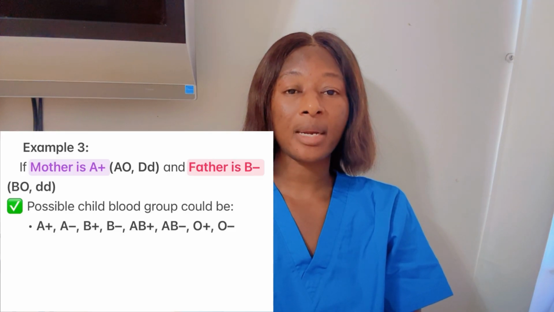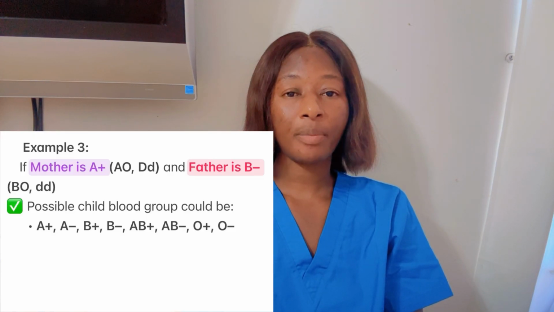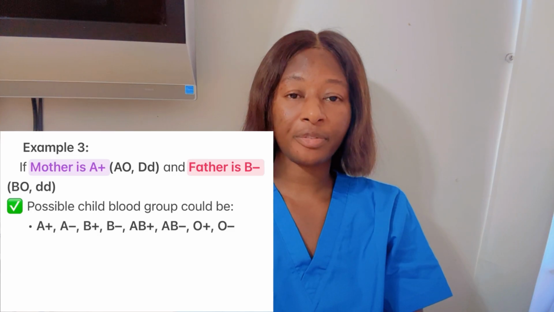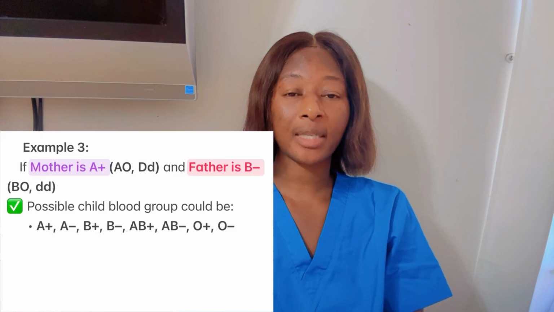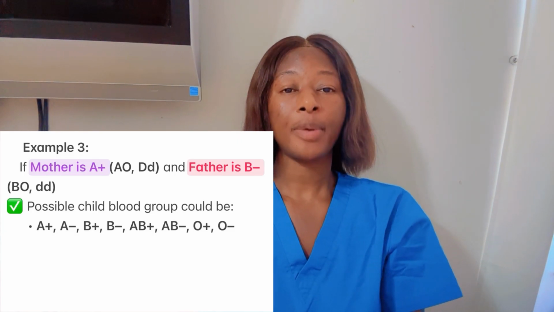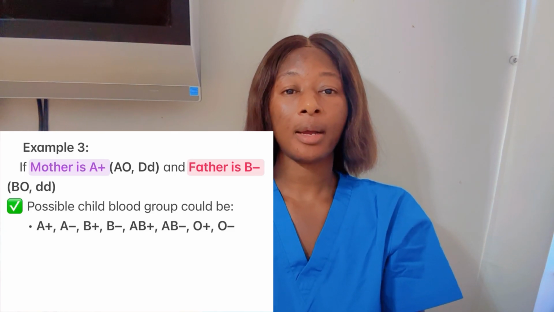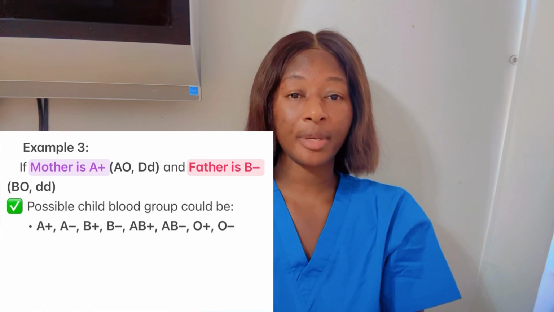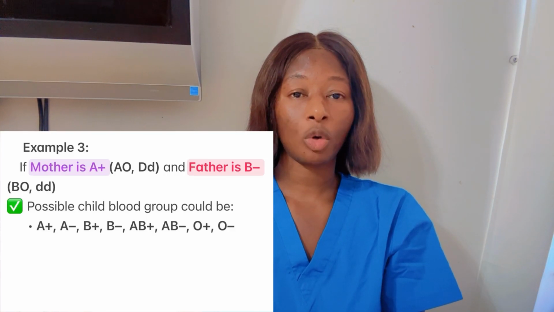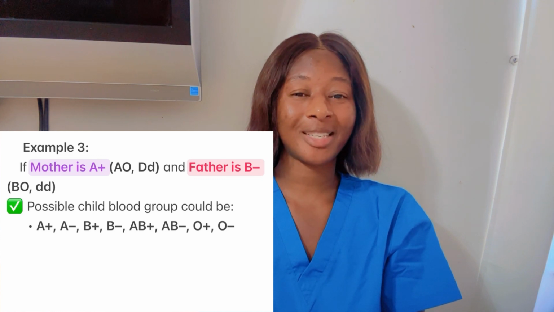And when we combine these together, a child from this family can be A positive or A negative, B positive or B negative, AB positive or AB negative, O positive or O negative. And because the parents of this family are A blood group and B blood group, there's a possibility to have an AB blood group in this family, or there's a possibility to have a full house of blood group types, if I may put it that way.